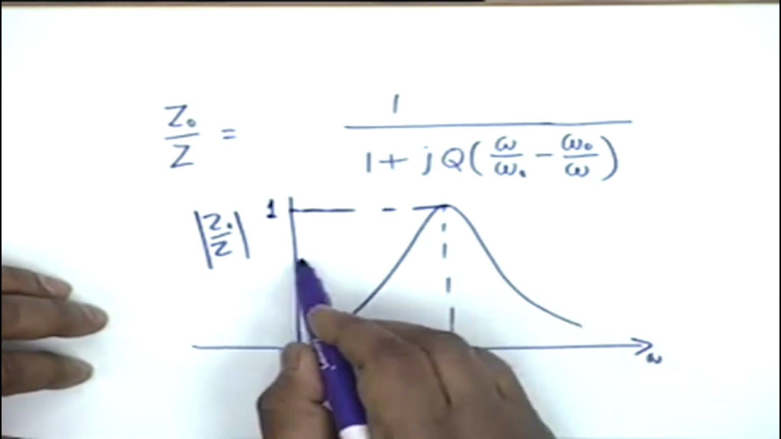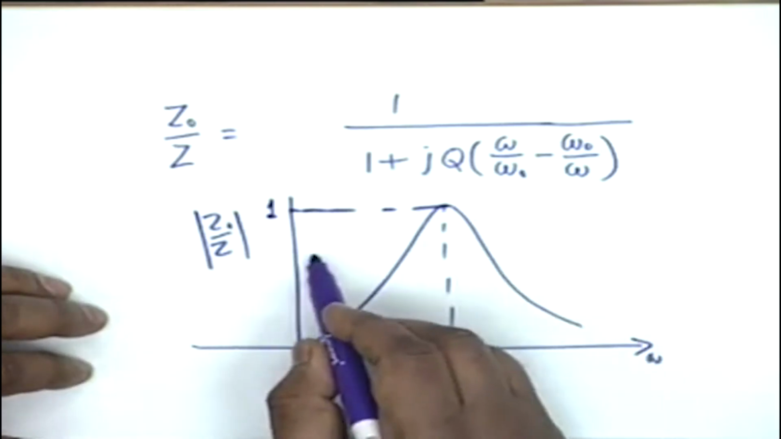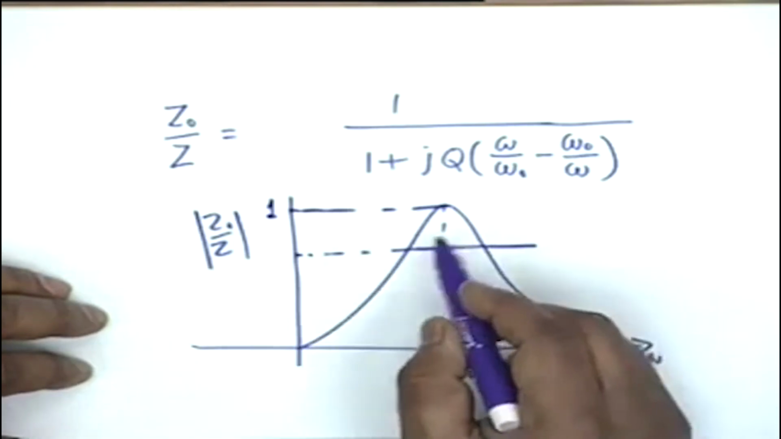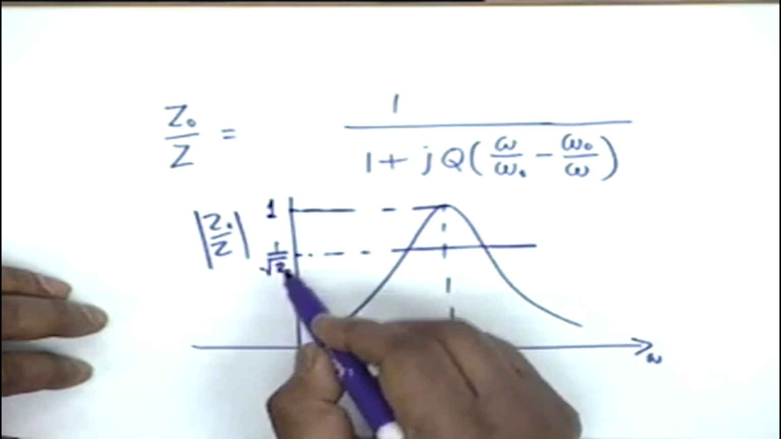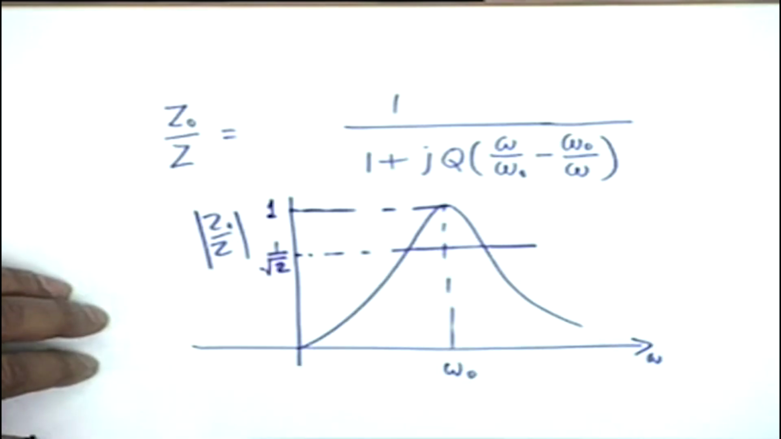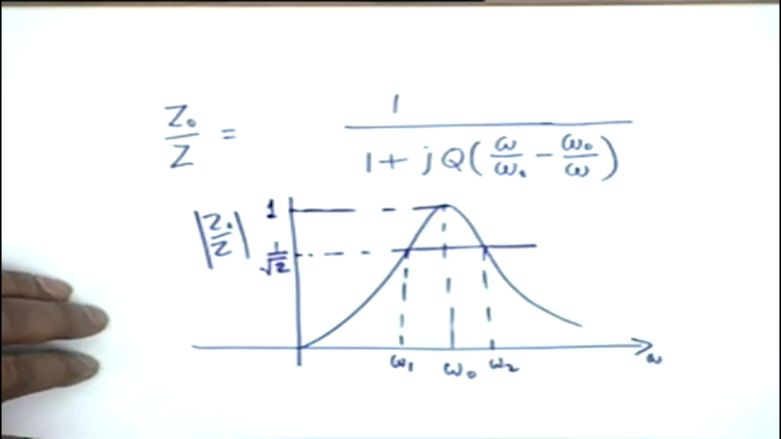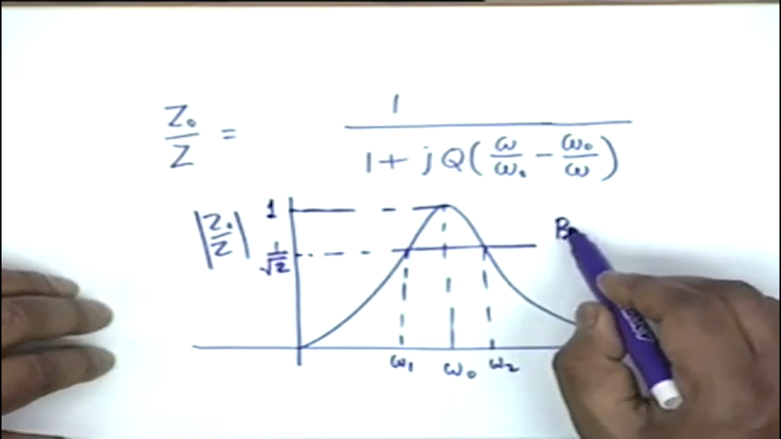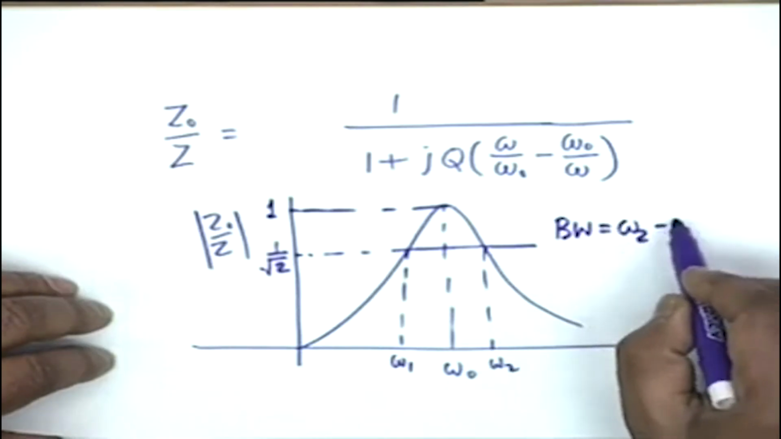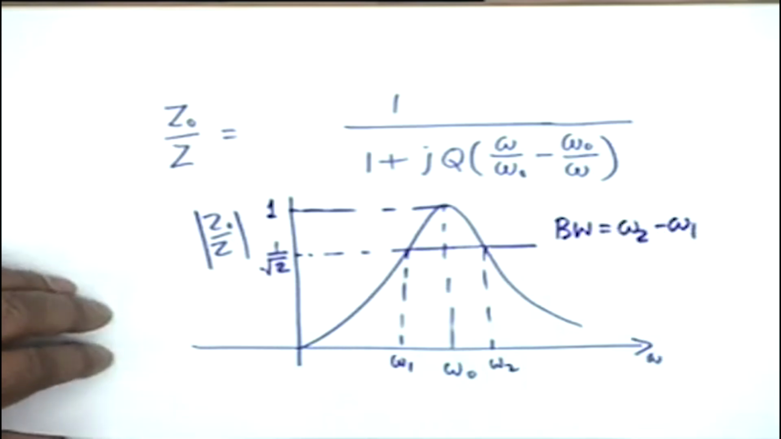So it now makes sense to talk about the bandwidth, or the frequencies at which the impedance falls down to 1 by square root of 2. Alright, let's call these frequencies omega 1 and omega 2. Then the difference between omega 2 and omega 1 is defined as the bandwidth of the circuit, the width of the band at which the impedance magnitude is no less than 70.7% of its maximum value.